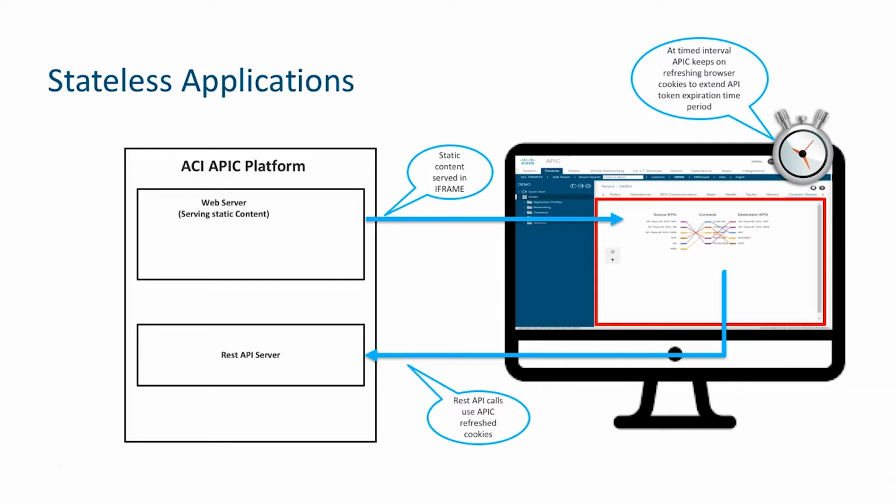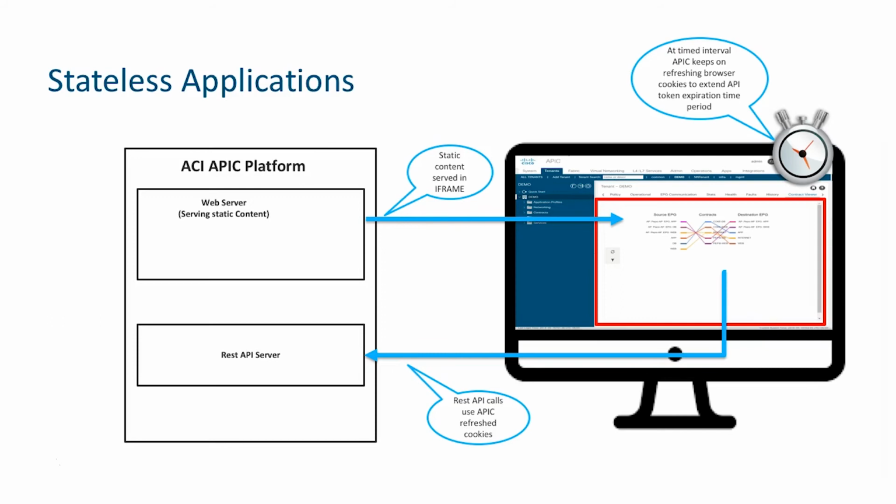If you do not pass these cookies with APIC's REST APIs or pass in expired cookies, your REST API authentication will fail and your request will be rejected. Important things to note here. Browsers make REST API calls to the same backend server that is serving the static content of the iframe stateless application. This way, the origins of both the web server serving static content and the REST API backend are the same. This avoids the cross-site scripting security issue in the browser.